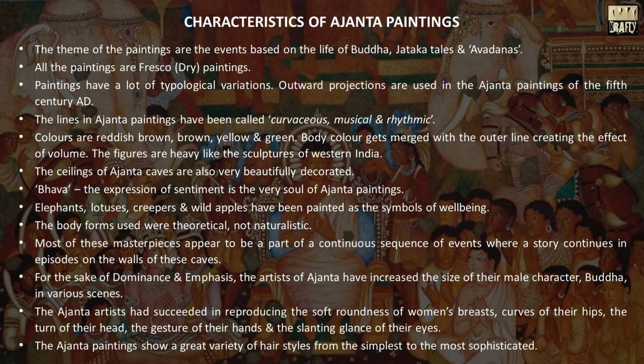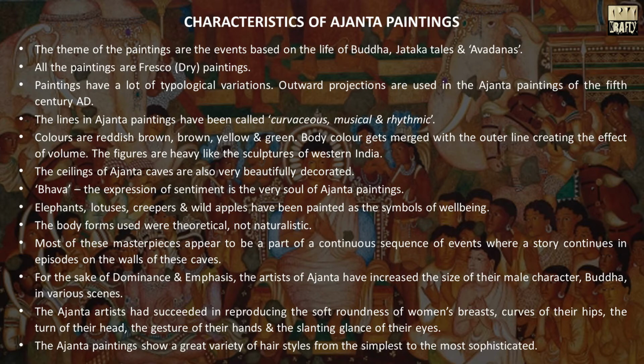Most of these masterpieces appear to be a part of a continuous sequence of events where a story continues in episodes on the walls of these caves. For the sake of dominance and emphasis, the artists of Ajanta have increased the size of their male character, Buddha, in various scenes. The Ajanta artist had succeeded in reproducing the soft roundness of women's breasts, curves of their lips, the turn of their head, the gesture of their hands, and the slanting glance of their eyes.